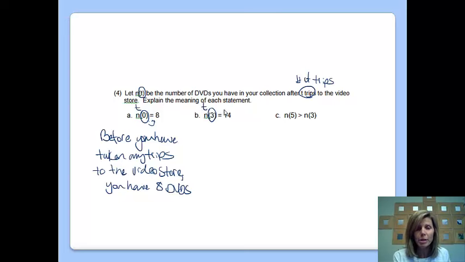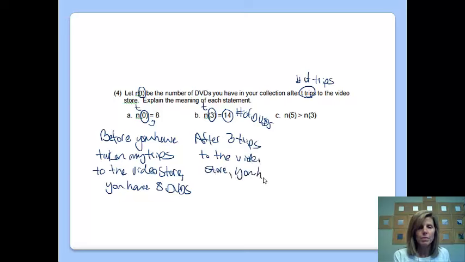Okay, now if we look at B, again, 3 stands for the T, so that means after 3 trips, and then the N stands for the number of DVDs, so we can now say after 3 trips to the video store, you now have 14 DVDs in your collection. So after 3 trips to the video store, you have 14 DVDs.